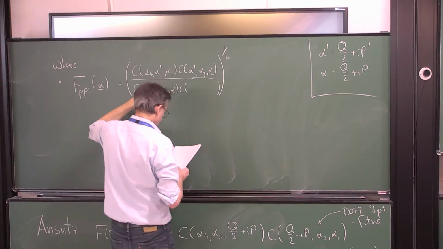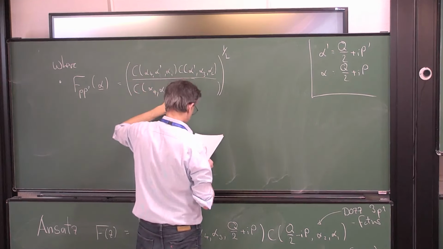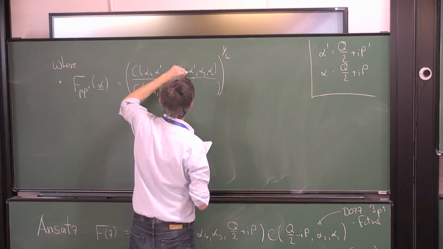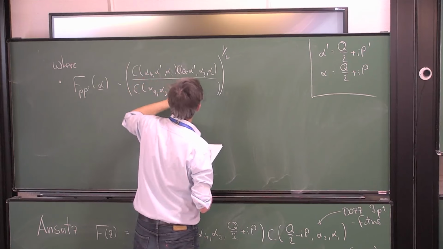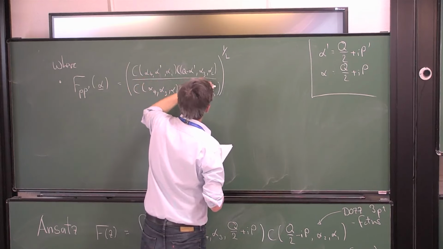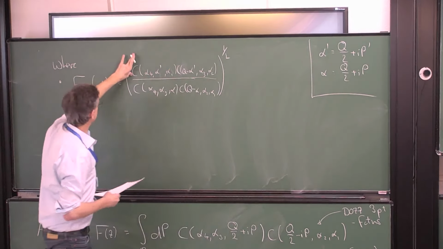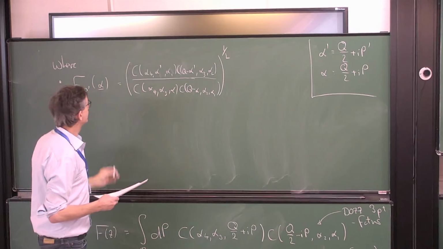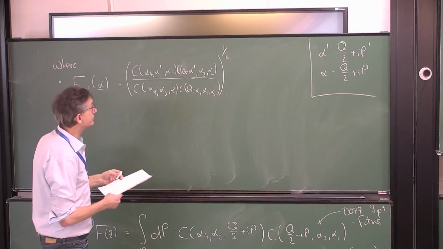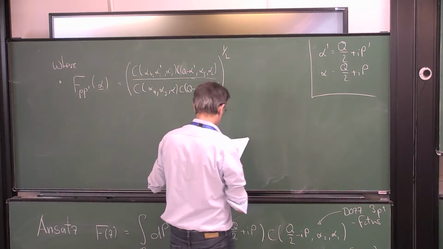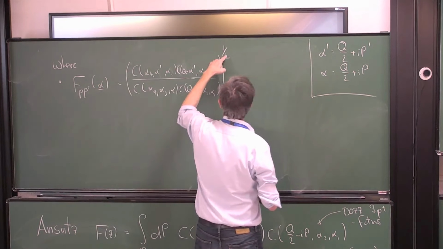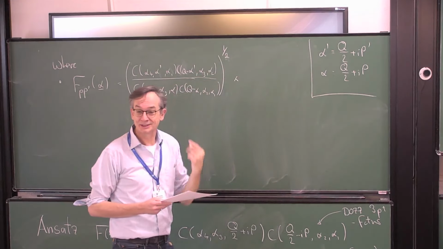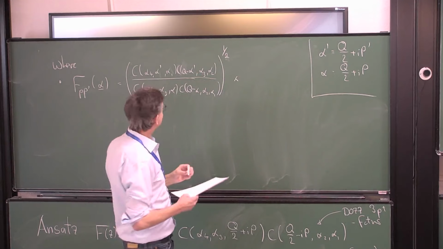Details don't matter so much, and actually it's not even quite correct. But what does matter is that these three-point functions C that we have here appear as normalizing factors, at least in this way of writing the expression. So what is the exponent? It's 1/4. It's 1/2. It's the square root we're taking here, which we can do.